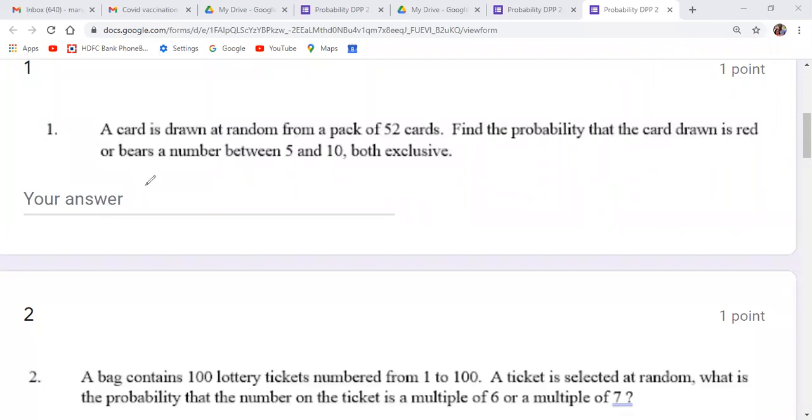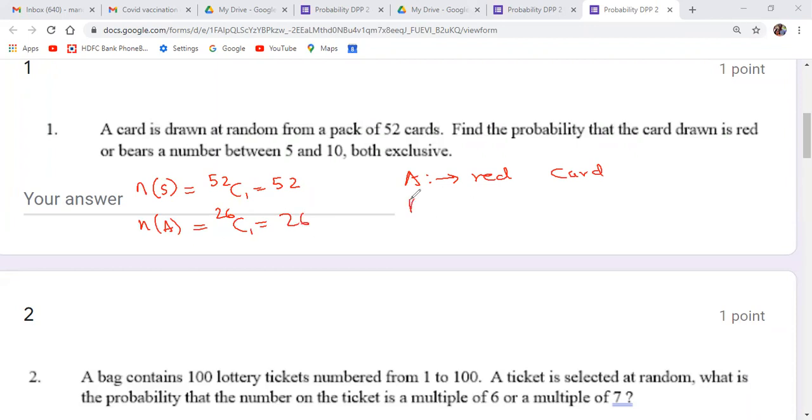Okay, one of you, Austin. Since the screen is gone, just tell me once again how much is N of S? 52C1, that is 52. And what did you define A as? Red cards. How many ways can you get A? 26C1, that is 26.